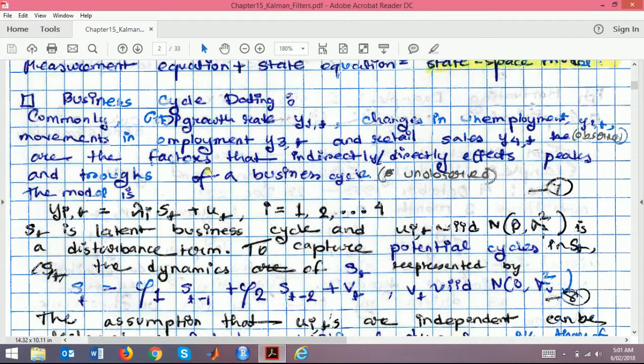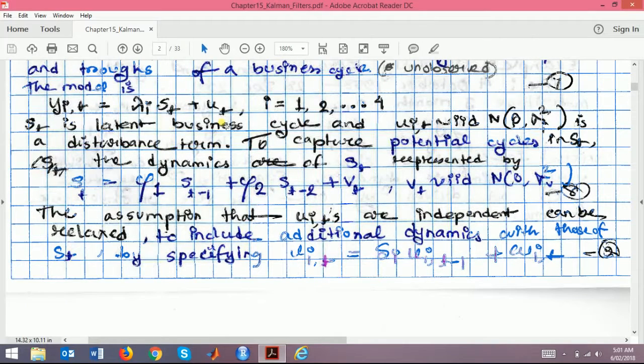Where these variables are observed variables. So the model is looking into the measurement equation: we have y_it = lambda_i s_t + u_it. s_t is the latent business cycle, and you have the residual u_it, which is a disturbance term. To capture potential cycles in the latent factor, the dynamics of s_t are represented by the state equation, which is s_t = phi_1 s_{t-1} + phi_2 s_{t-2} + v_t, which is an AR(2) model. v_t is a disturbance term with zero mean and sigma squared variance.